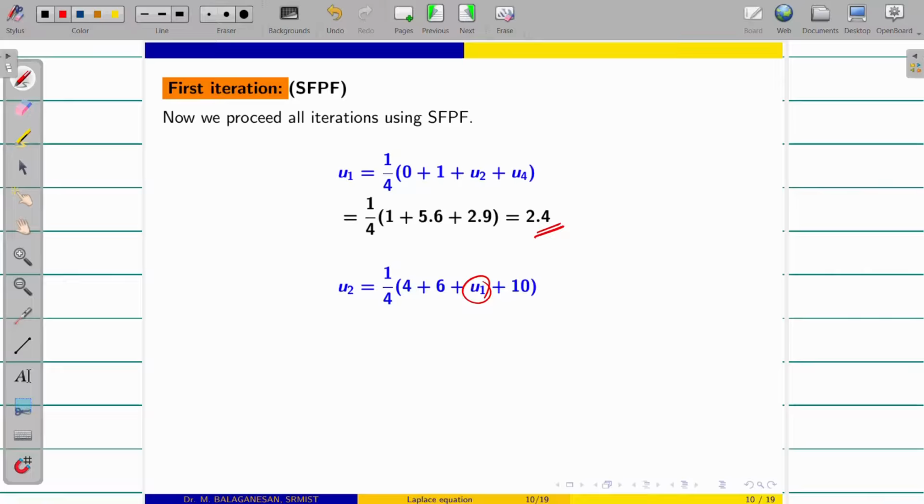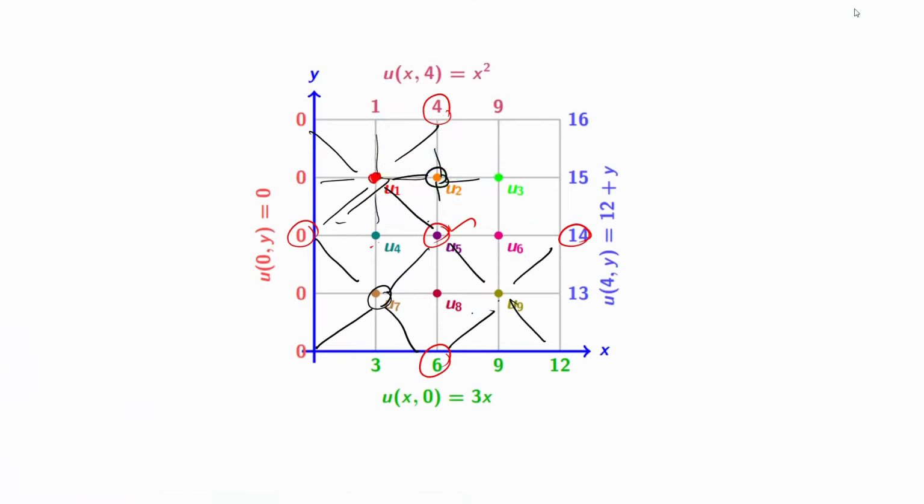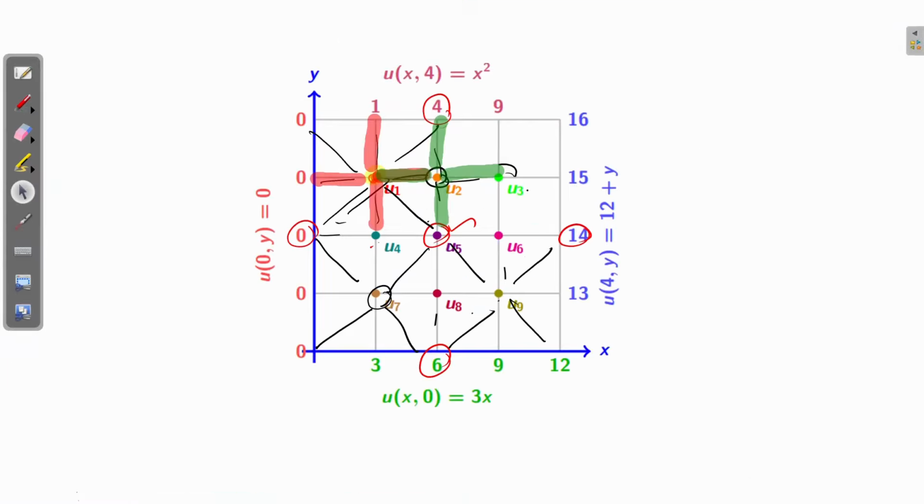Liebmann's method, they will ask in MCQ, guys. Liebmann's method looks like the Gauss-Seidel method. In the first unit you studied Gauss elimination, Gauss-Jordan, Gauss-Seidel. So Liebmann's method is one kind of Gauss-Seidel method, and in the Gauss-Seidel method we use the recent values. So while solving for u2, what are the values? u1, u3, 4 plus u5.